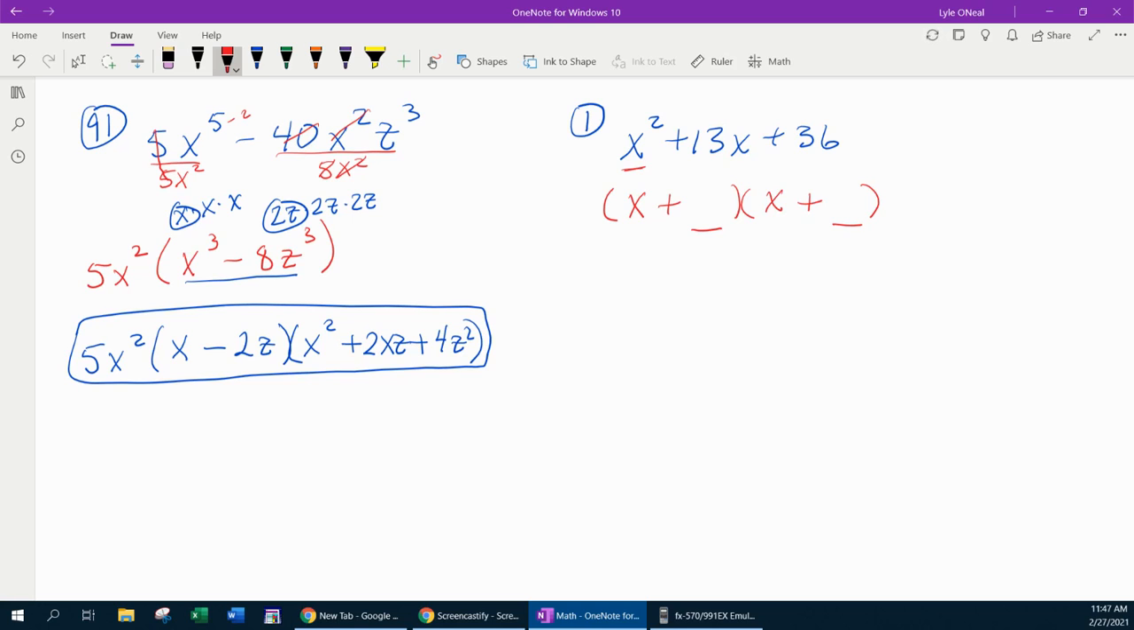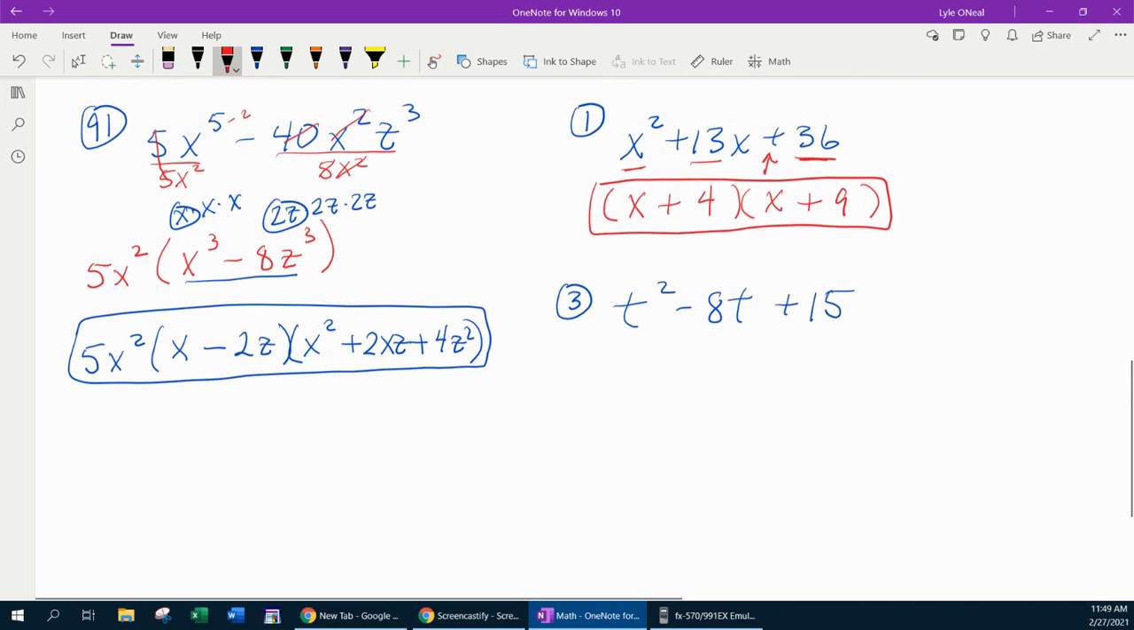And for the last two blanks, I'm going to need two numbers that multiply to make 36 and add to make 13. That is the process for figuring out what the two numbers are. Okay, one more time. Multiply to make 36, add to make 13. And that would be 4 times 9. 4 times 9 is 36. 4 plus 9 is 13. And that is done. That is factored completely.